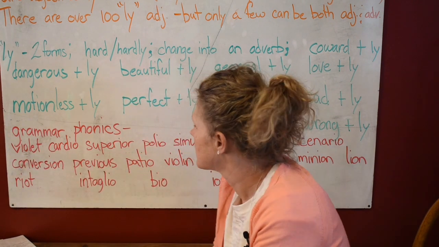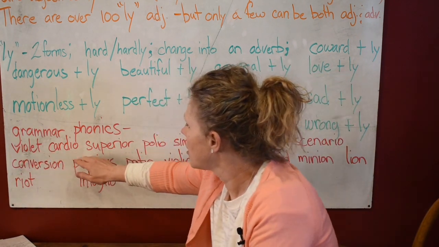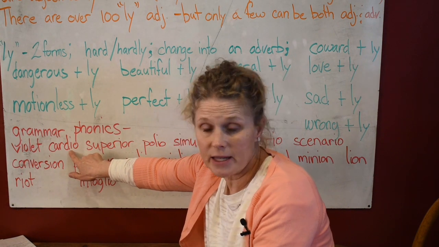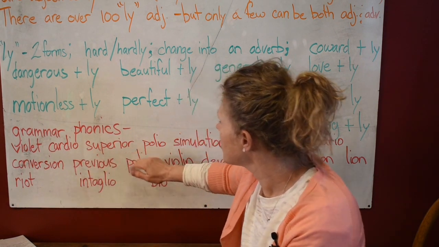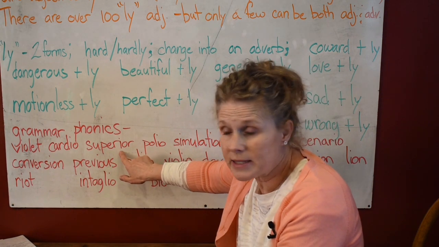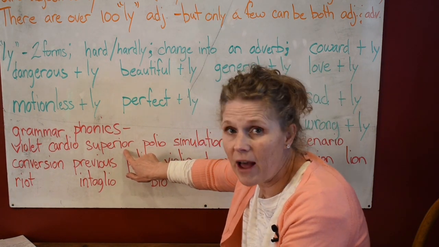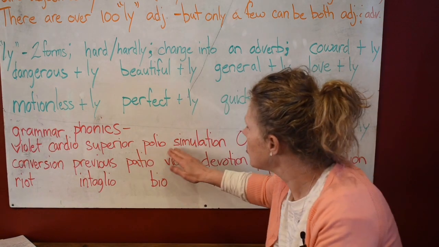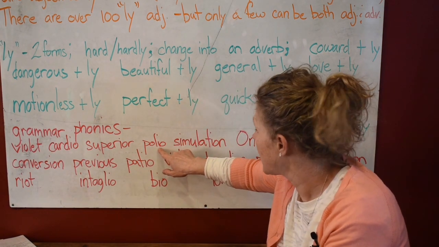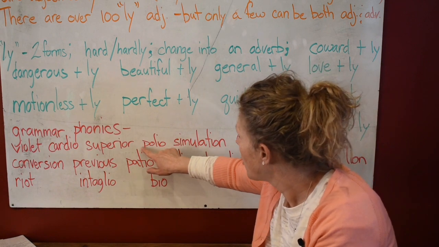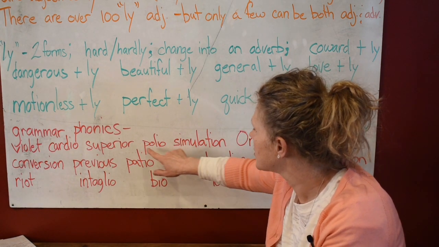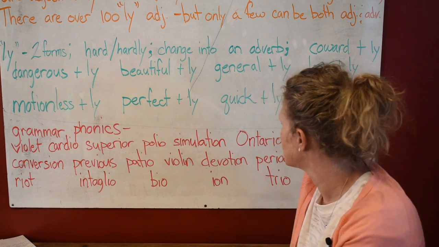Violet. Cardio. That I is saying E because it's followed by a vowel. Superior. That I is saying E because it's followed by that vowel right there. Polio. That I is saying E because it's followed by this vowel. Polio. This is a 3-syllable word.